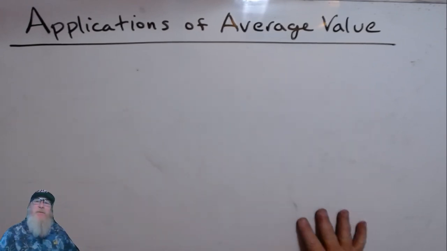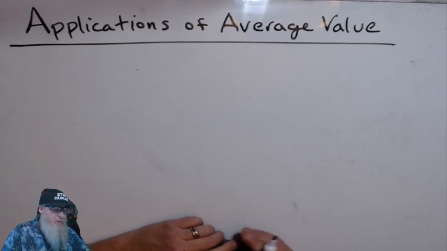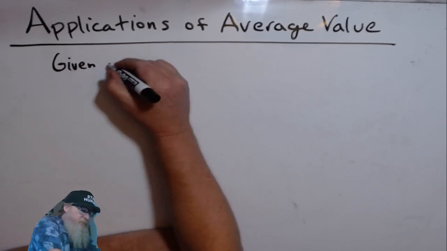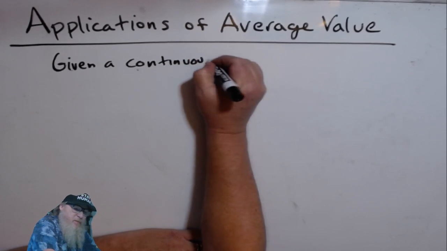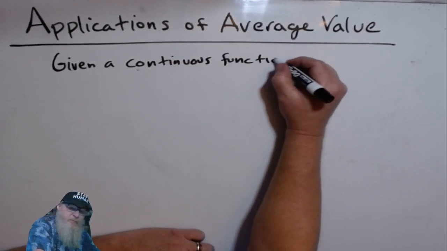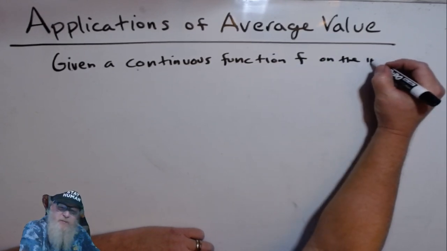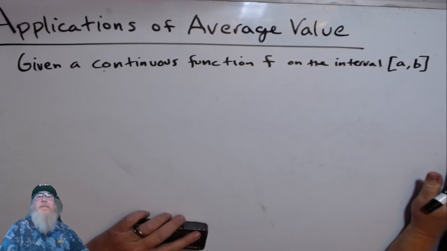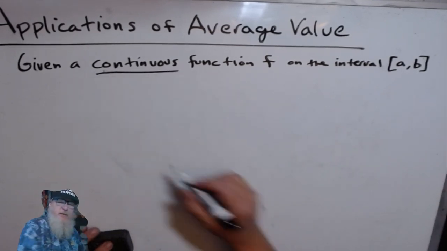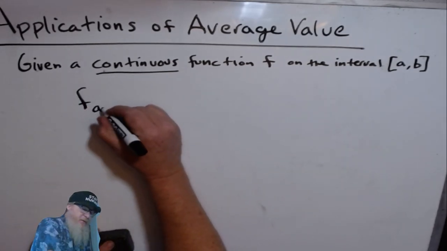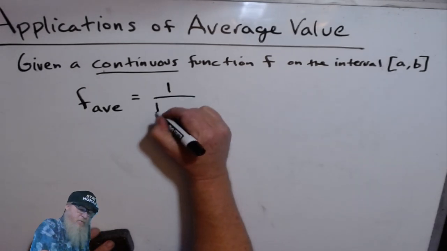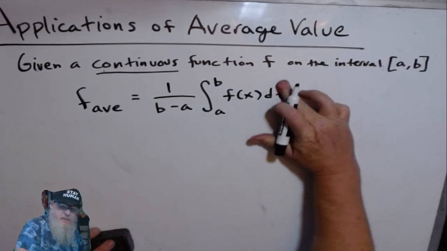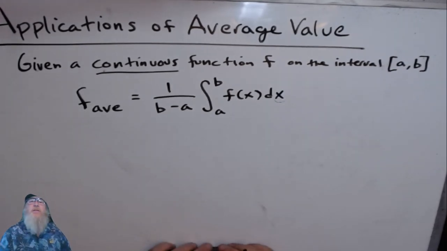We're going to learn about some applications of average value. Last time I showed you the formula, or the recipe, for average value. It starts with a function. It does have to be a continuous function f on the interval [a, b]. The average is defined to be f_av = 1 over b minus a times the integral from a to b of f of x dx. That's just a reminder of the recipe.